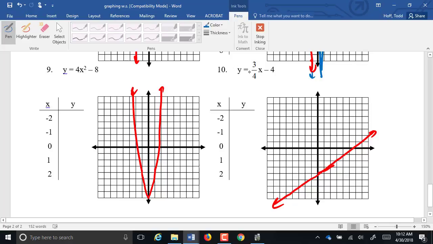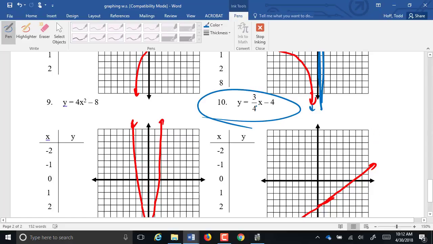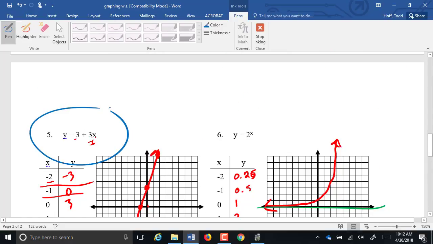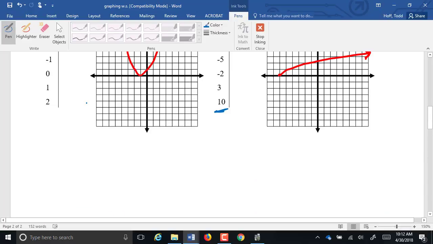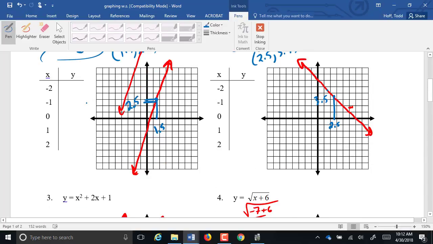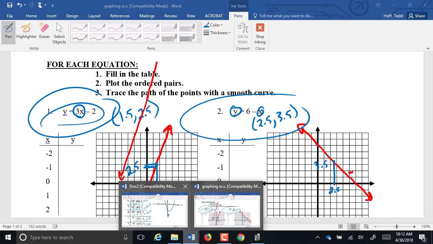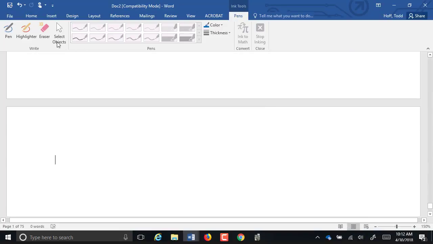So before we leave here, there's the last thing I want to point out. There are 4 of these that form lines. 10, 5, 1, and 2. So if we look at the equations here that formed lines and the ones that didn't.